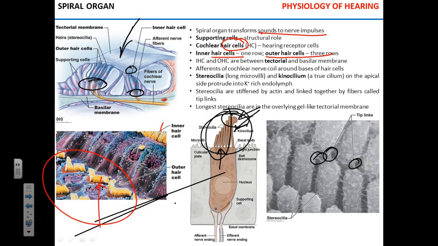My fingers are stereocilia. This is the tectorial membrane. My forearm is the basilar membrane. Can you refer this to the picture right there? Does that make sense?